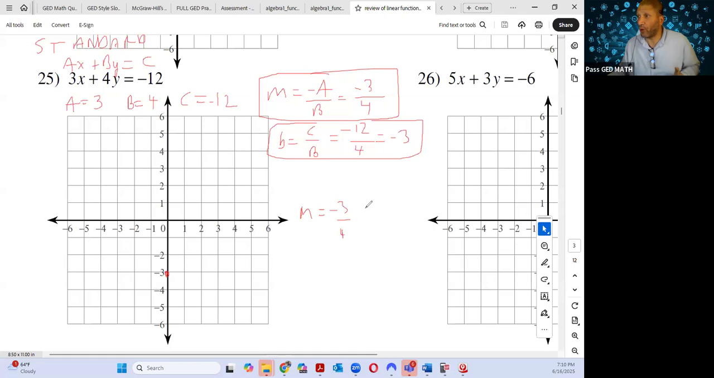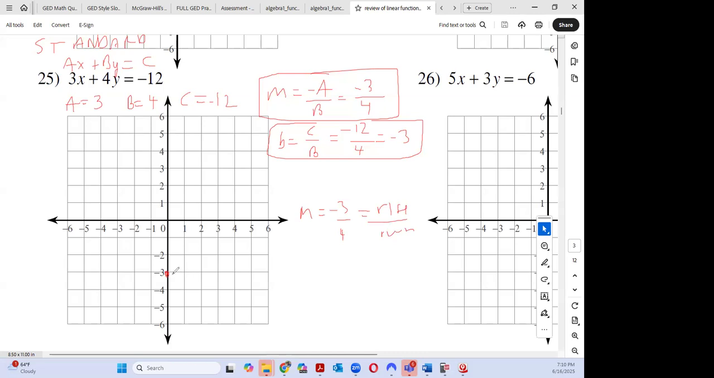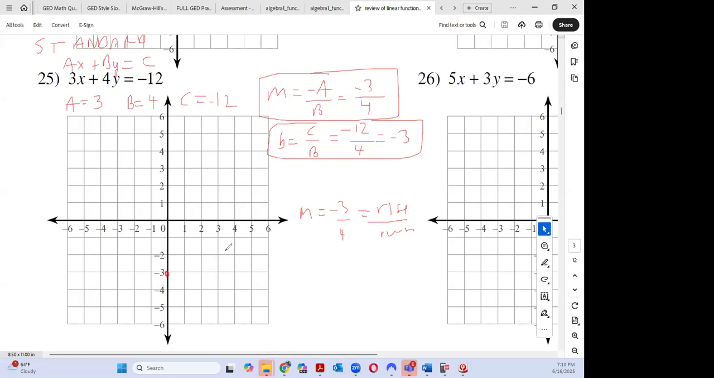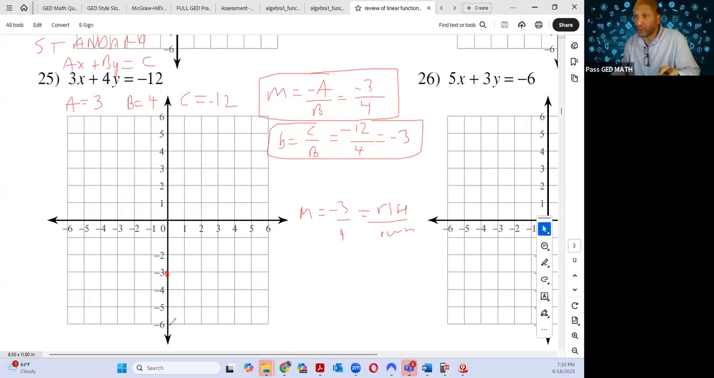Now, my slope is -3 over 4. So that's my rise over my run. Which direction am I going to go from this first point? Down. How many? Look at what's written. We're not guessing. I wrote down rise over run, and my rise is -3. Rise tells me I'm either going up or down. If my rise is positive, I'm going up. If my rise is negative, I'm going down. So it's -3. Which direction am I going? Down. How many? 3. 1, 2, 3. My run is +4. What direction am I going? To the right.